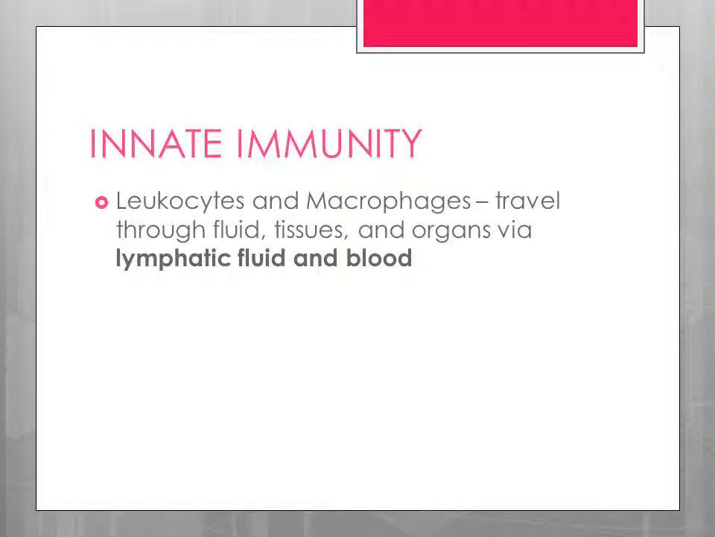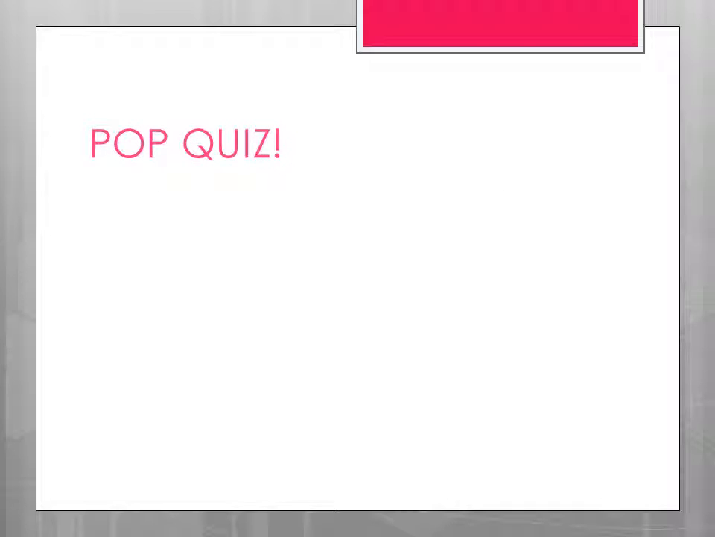All right, so you have leukocytes and macrophages, and these travel through fluid, tissues, and organs via, of course, the two major transportation systems in the body, the lymphatic fluid and the bloodstream.